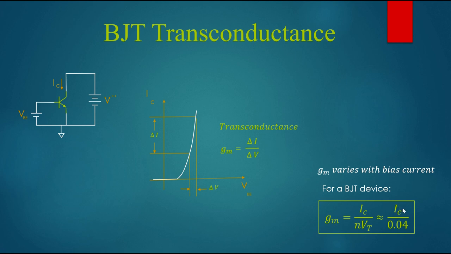And so whatever the collector current is, divided by 0.04. So for example, if you were flowing 40 milliamps, 0.04 amps, then GM would be 1. 1 what? 1 amp per volt. So when you run the equations, you've got to keep your units right, but this is the equation that we need to use for BJTs.